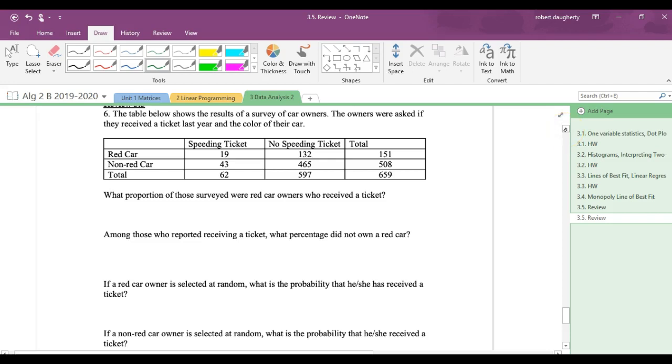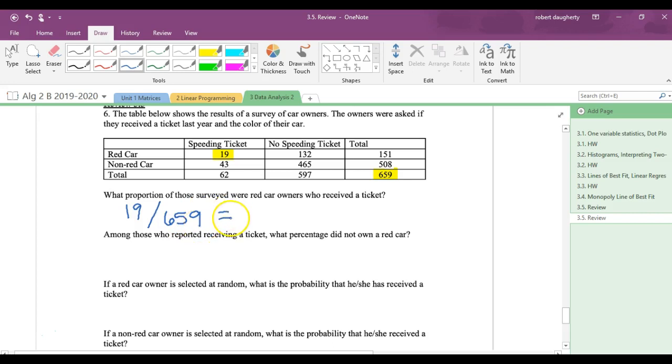question talking about cars. So I'm reading data from a two-column chart. This shows a survey of car owners. The owners were asked if they received a ticket last year and the color of their car. What proportion of those surveyed were red car owners who received a ticket? So red car owners who got a ticket is right here. There's my total.